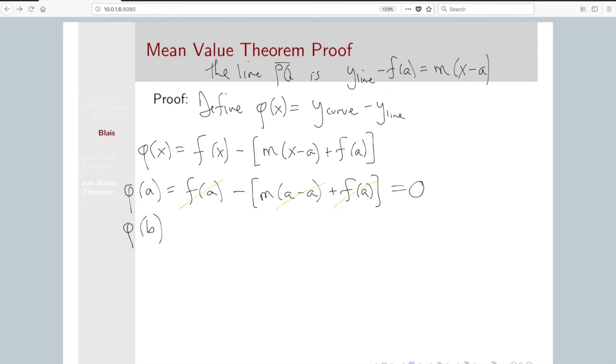Let's look on the other end. Phi of b is, plug in b for x, f of b minus quantity, m times the quantity b minus a, plus f of a.